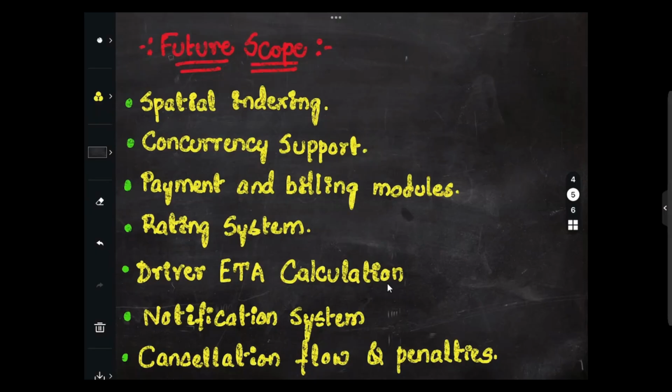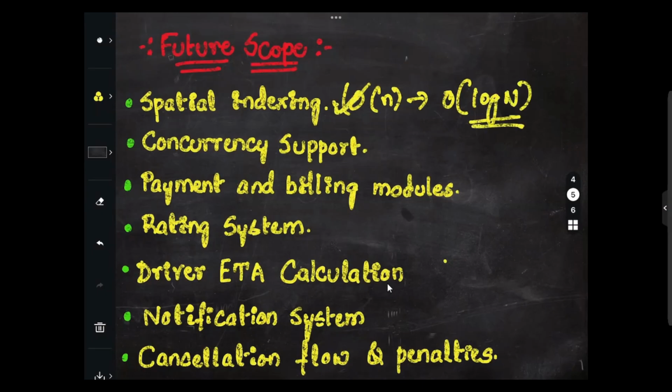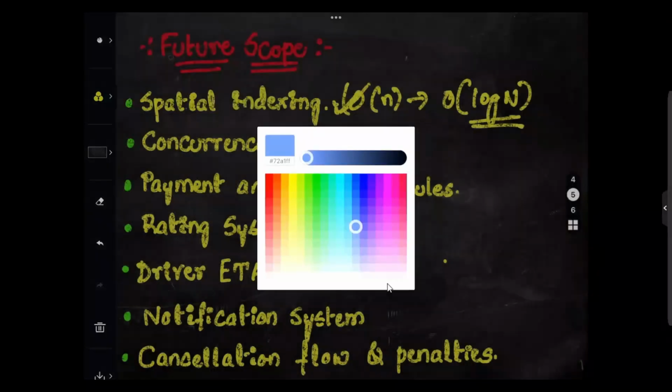Spatial indexing means, for example, you can consider a quad tree. When I say spatial indexing, we should be able to optimize the nearest driver lookup from big O of n to big O of logarithmic n. Just keep this in mind. This is fine. Let's move on with the second one.